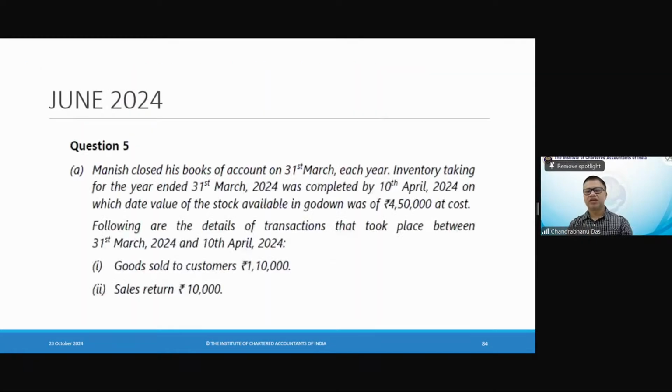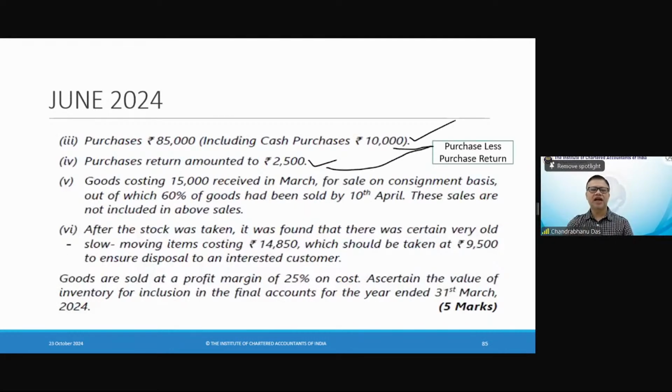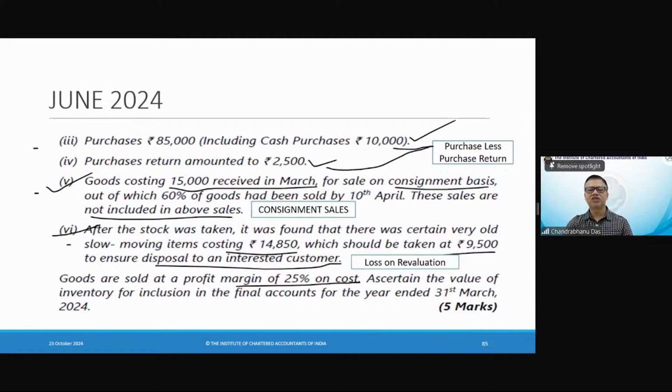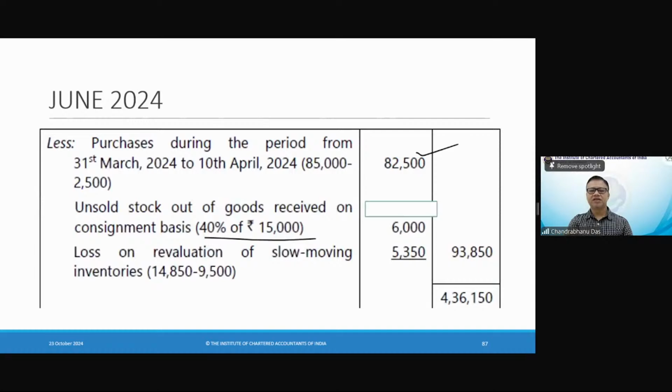So that's how. Now, if you see the June 2024 exam, clearly you can see here the inventory taking at different dates. Then the question is asked on basically inventory taking and which one you have to add and subtract. You have to decide, then only you can go to the value of inventory for inclusion in the final accounts for the year ended 31st March. So how to calculate the value of inventory? They give some information, and this is how the question is asked. So using a table form, we can correctly understand what is to be added and what is to be deleted, then definitely you can answer this question.